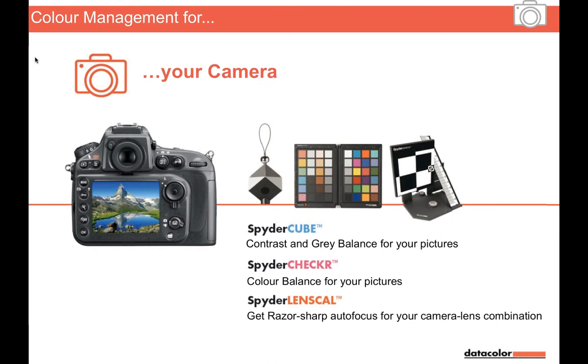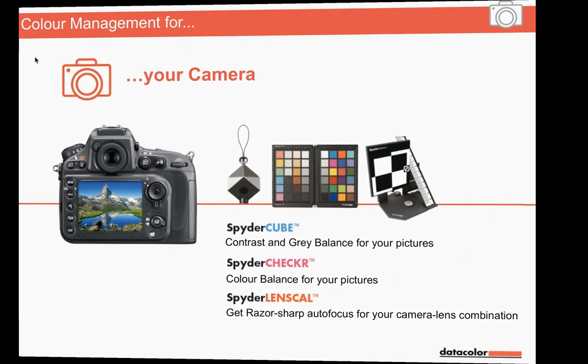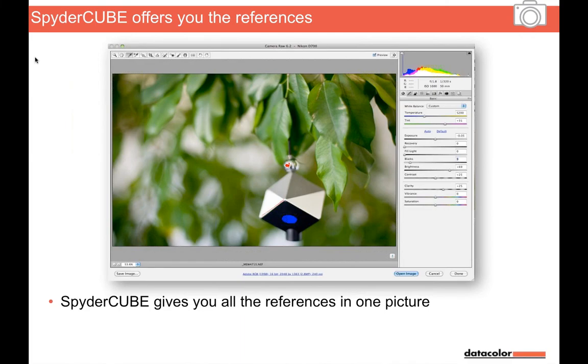Now, as we said, there are also other tools in there, things like the Spyder Cube, for instance. This is one of those three-dimensional grey cards that Datacolor produce. And again, you can see it here. This is actually one of Camera Raw's windows here. You can see it working in there. Essentially, this allows you to set black and white points in here. Unfortunately, not going to have enough time to talk about that tonight, but come back to one of our other webinars later on in the month.